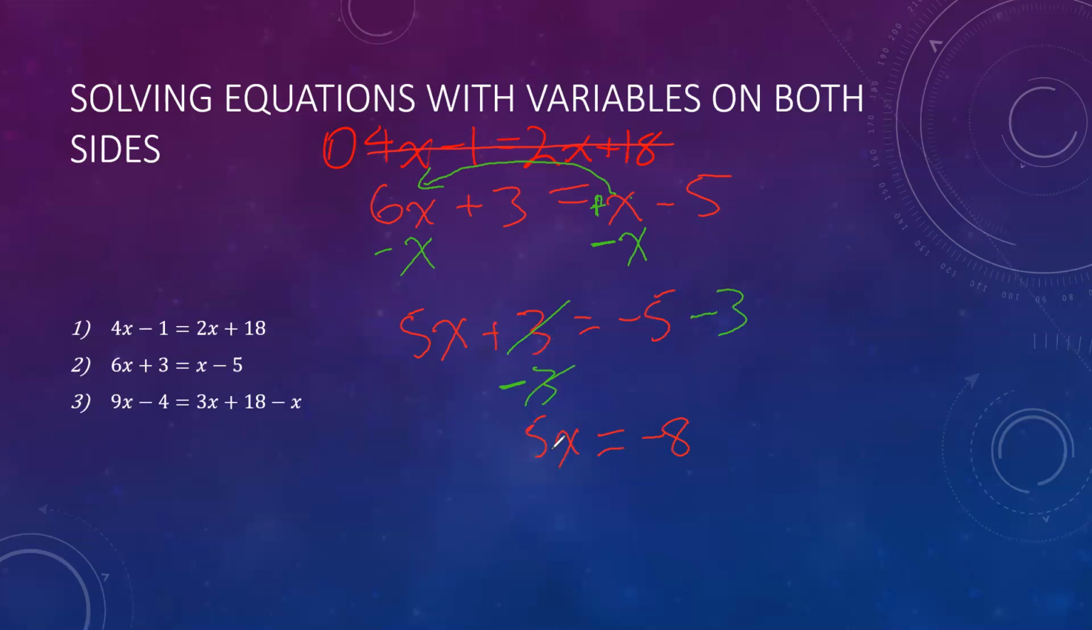So now I think to myself, okay, well, I have 5 times some variable is equal to negative 8. So what is the opposite of multiplying by 5? The opposite of multiplying by 5 would be to divide by 5. So I'm simply going to divide by 5 on both sides, and then I end up with x is equal to negative 8 over 5. I can leave it as is, negative 8 over 5, or I can write that as negative 1.6. So hopefully this is making sense so far.